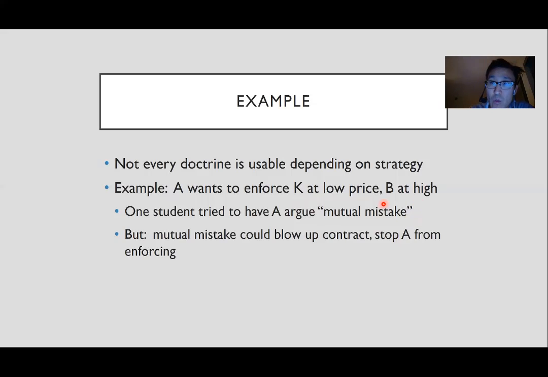Now, maybe you can still, even though this is quite a creative identification of mutual mistake, you can say just that, mutual mistake is something that A could argue. However, it wouldn't be in his interest because it'll blow up the contract and he wants to enforce the contract on its terms. That'll get you points, I think.